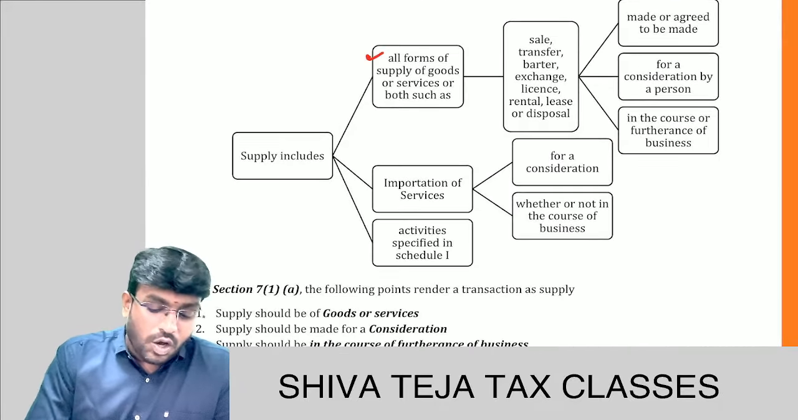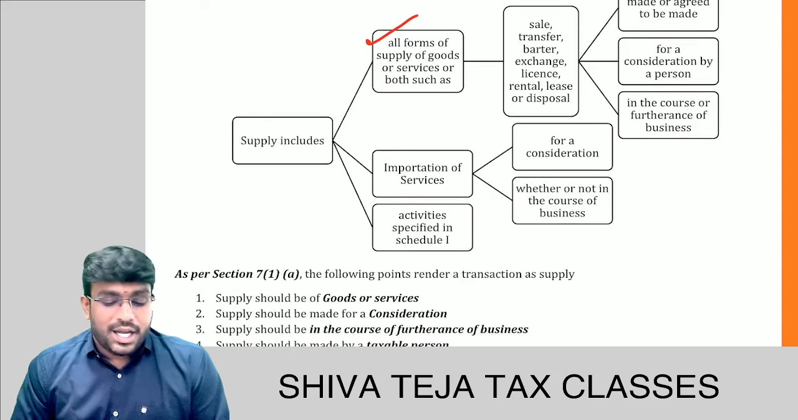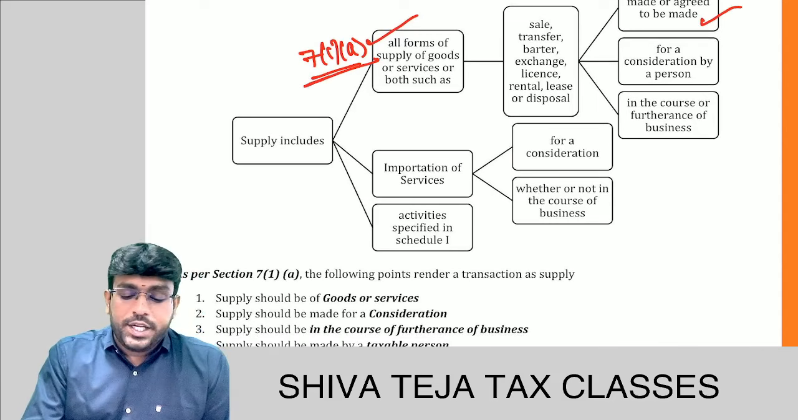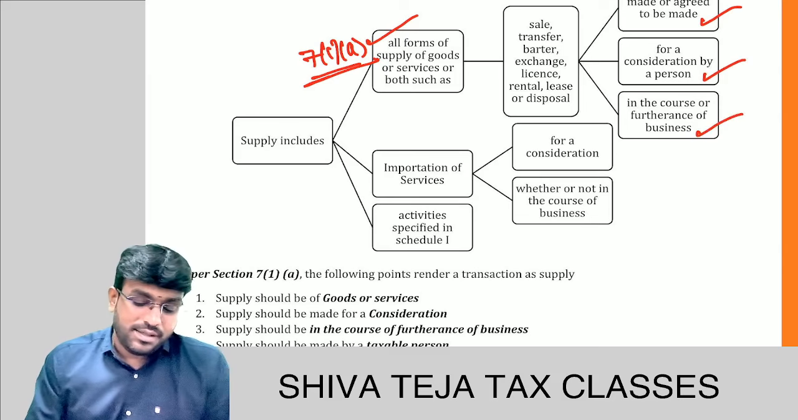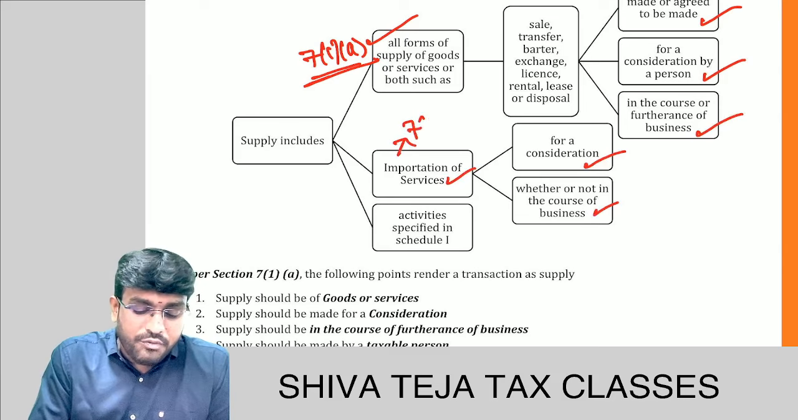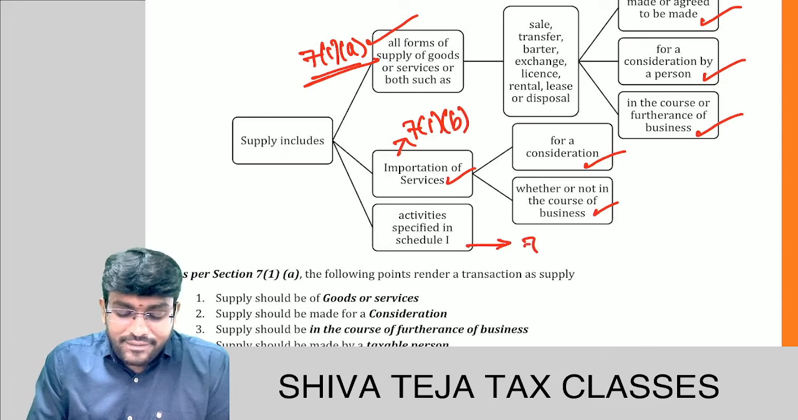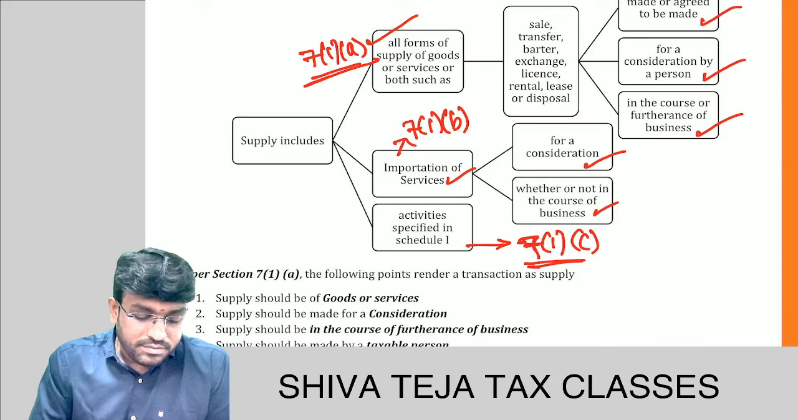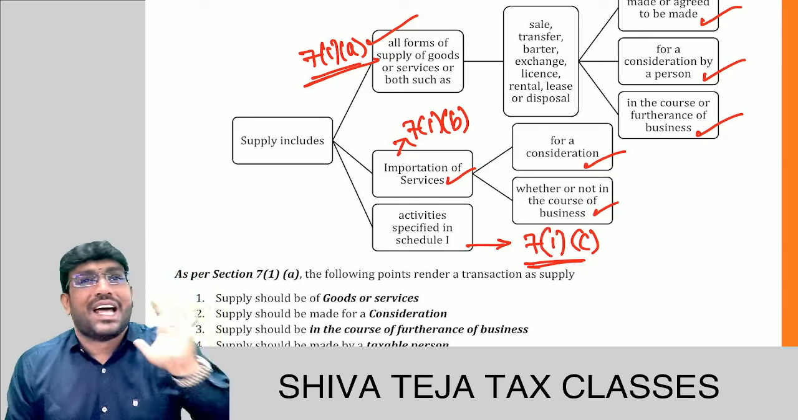Supply includes what? Come on. All forms of supply of goods, services or both, such as sale, transfer, barter, exchange, license, rental, lease or disposal, made or agreed to be made for a consideration by a person in the course or furtherance of business. Then import of services for a consideration, whether or not in the course or furtherance of business. 7.1b. Activity specified in Schedule 1. 7.1c. Transaction regarded as supply even though there is no consideration. I am sure we are getting full clarity.